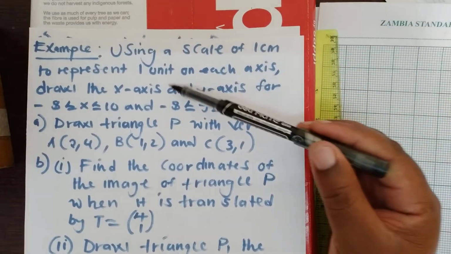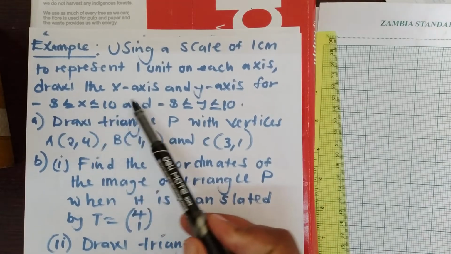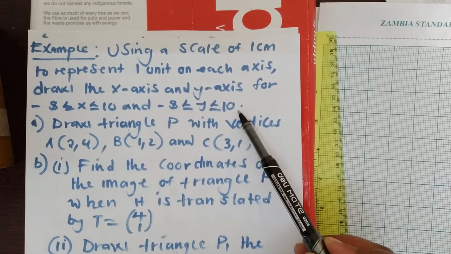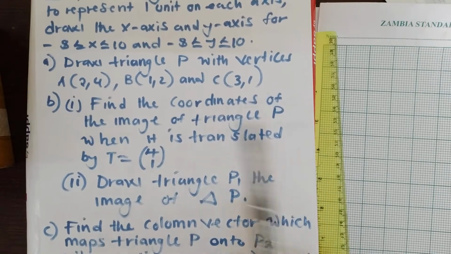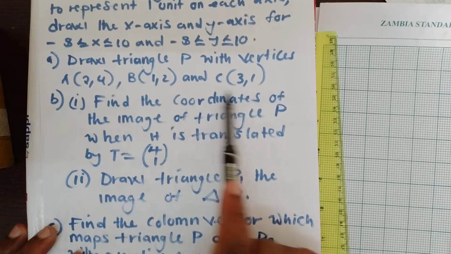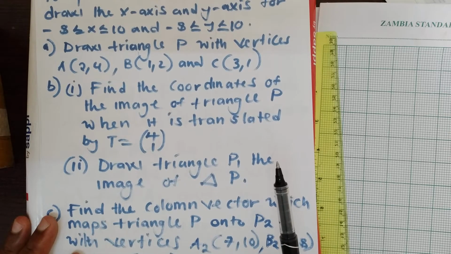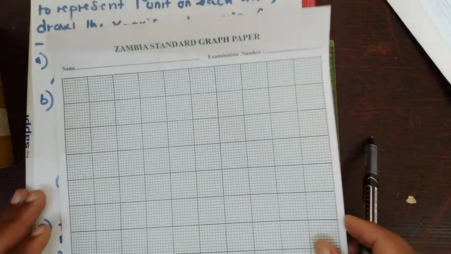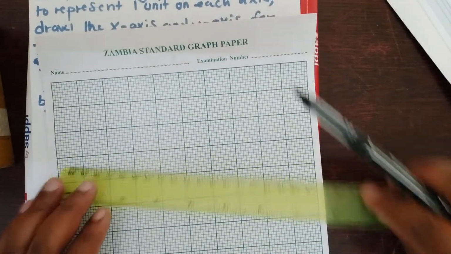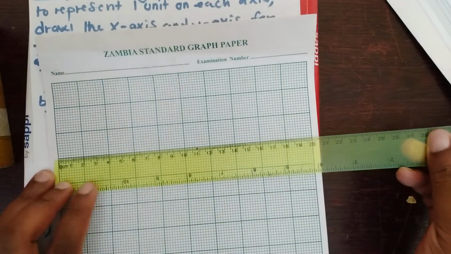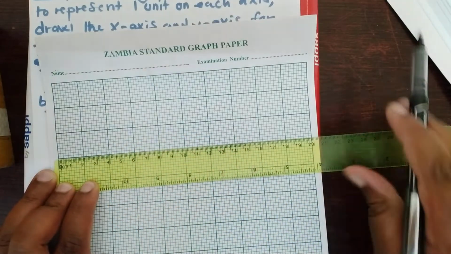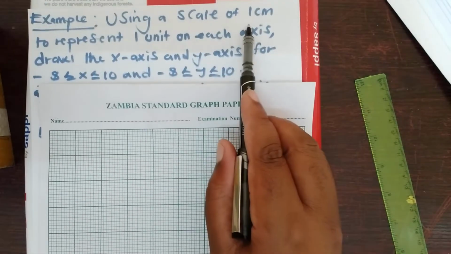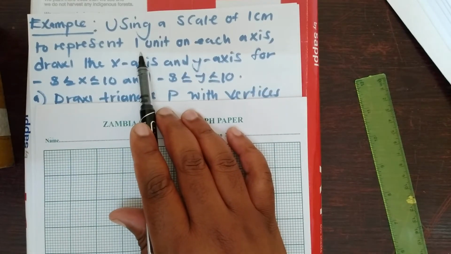Using a scale of 1 centimeter to represent 1 unit on each axis, draw the x-axis and y-axis for -8 less than or equal to x up to 10. You draw triangle P with these vertices. That is the first one. So you need to get a graph paper like this one. When you measure, each box is 2 centimeters. But we are saying 1 centimeter to represent 1 unit on each axis.